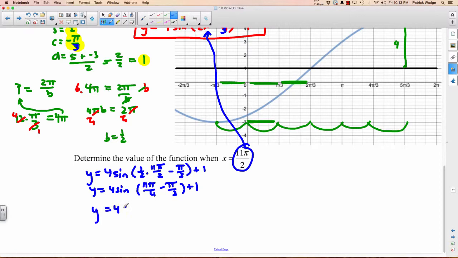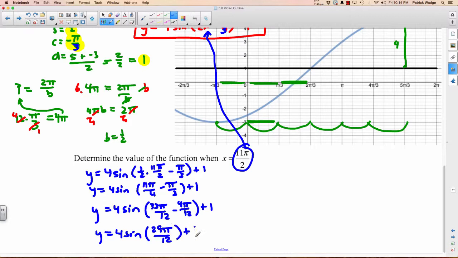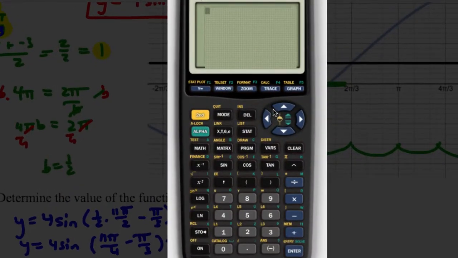Y equals 4 sine. I need common denominators here of 12. So multiply top and bottom by 3 here, and I get 33 pi over 12. Multiply top and bottom by 4 here, I get 4 pi over 12 plus 1. So y equals 4 sine. 33 pi minus 4 pi equals 29 pi over 12 plus 1. Now, what you probably want to do is add 1 here, but you don't. At this point, you now need to do the sine first, sine of this amount, then multiply by 4, and then add 1. It's already in radians, I promise.